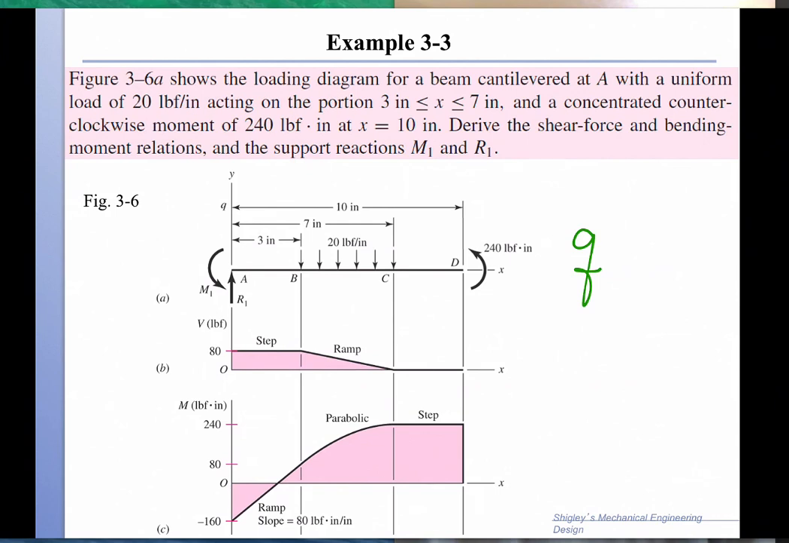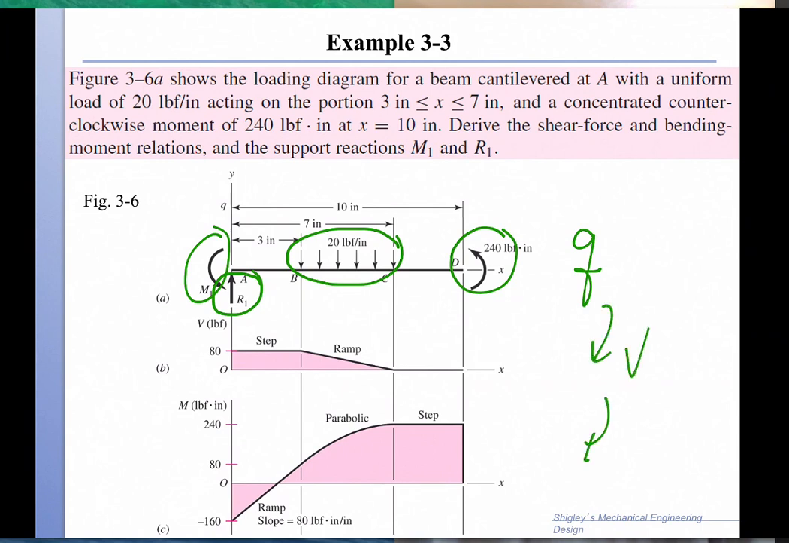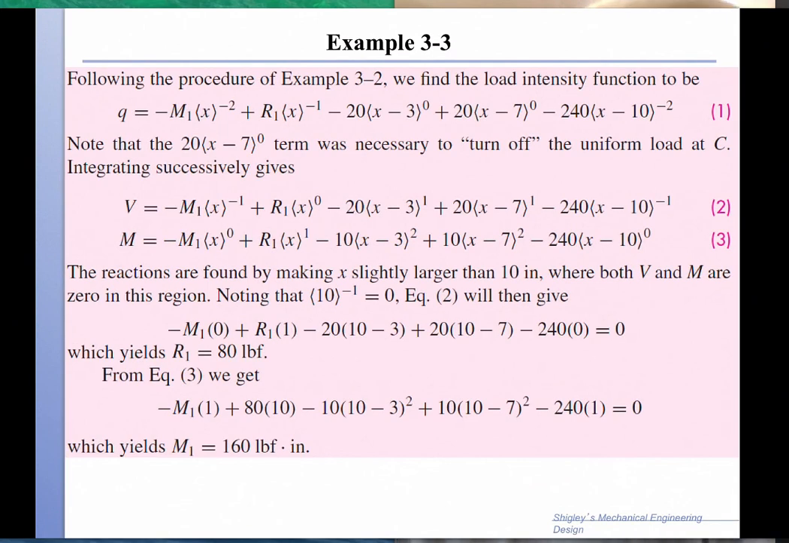And the q, as you can see, will have two doublets, then one impulse, and then a unit step function that is represented over a finite segment. Once we identify q, then by integration we get the V, and by another integration we get the M. So we represent q with a doublet at x equals 0 and another doublet at x equals 10.